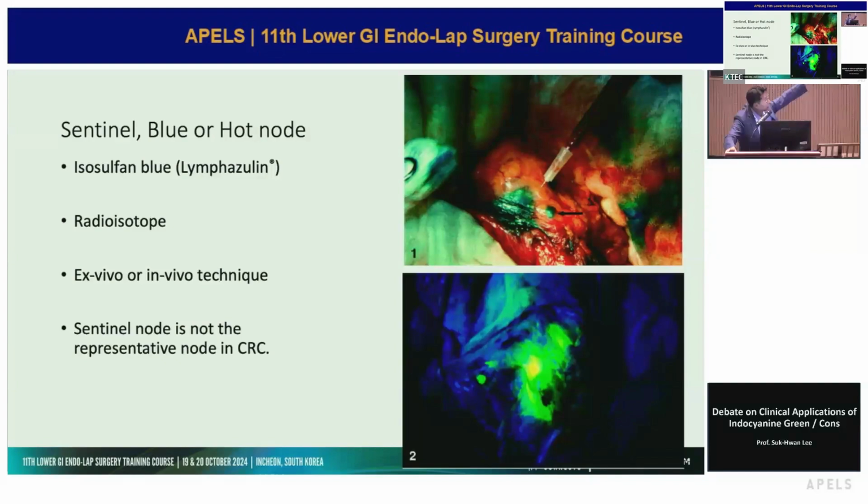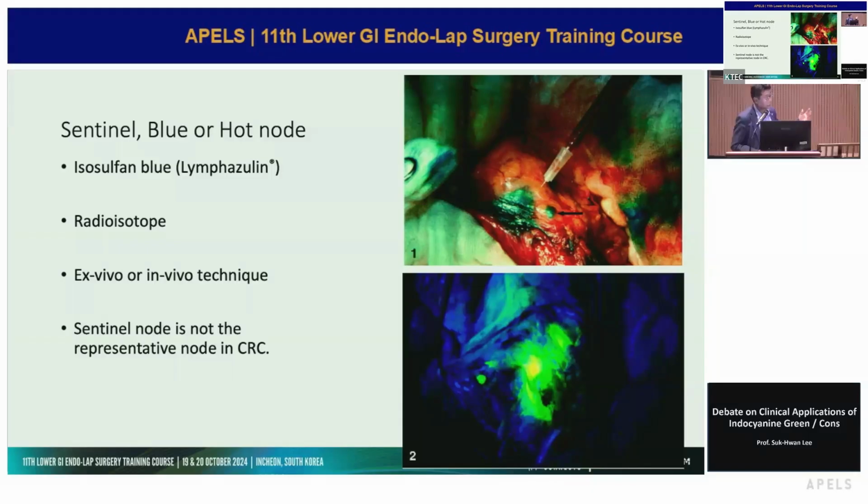So at that time, we had isosulfan blue, and then after that, to improve the detection of the sentinel node, some people from outside Korea, I believe, used the radioisotope. So it was the first time a blue node, or later on, a hot node or a cold node, based on the radioisotope technique. So the name of the node changed a lot.